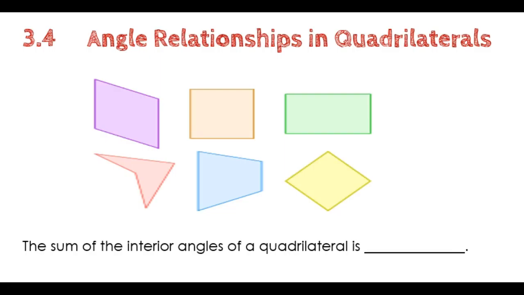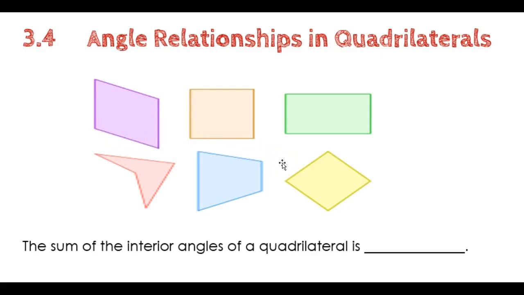So today's lesson is on angle relationships in quadrilaterals. You may remember from elementary school, from grade school, that quad means four. So quadrilaterals are simply figures or shapes, polygons with four sides. Right, so we have a variety of different ones here, which you may remember, and we did review earlier this year.